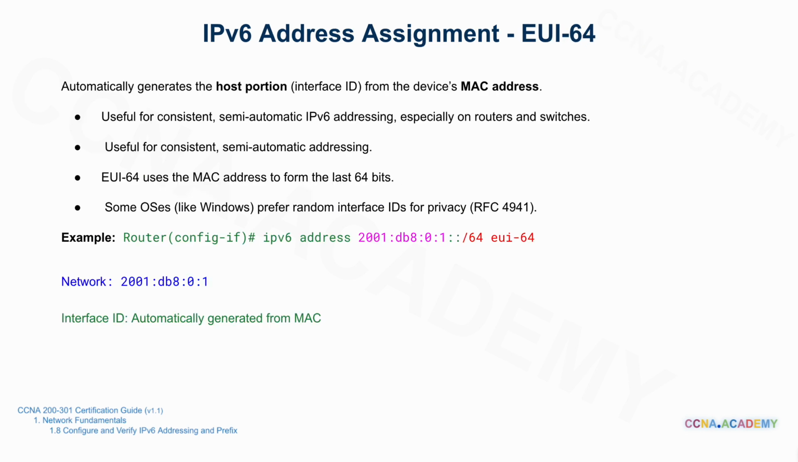EUI-64 automatically generates the host portion from the device's MAC address. The key command is simply adding a prefix and the keyword EUI-64. This gives a consistent, semi-automatic address based on the interface hardware. Some operating systems instead use random interface IDs for privacy.